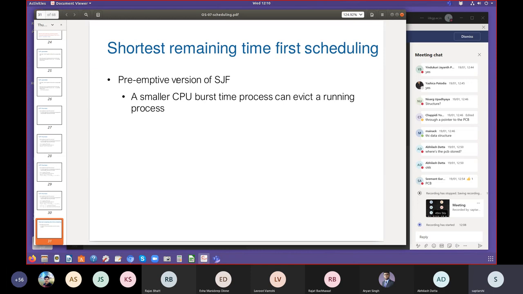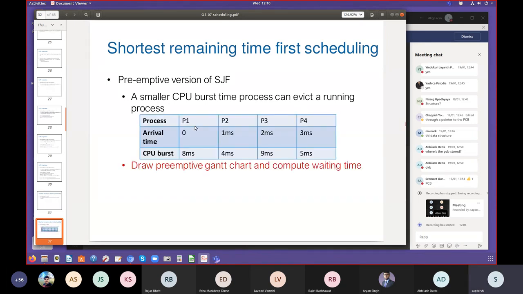Basically, say a new process has come with a smaller CPU burst time than the process which is currently running. Then this new process can evict the running process. So here is an example which I want you to work out.